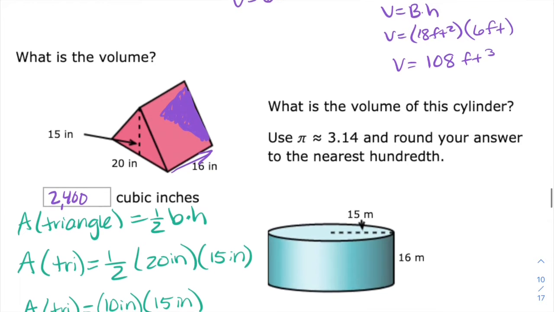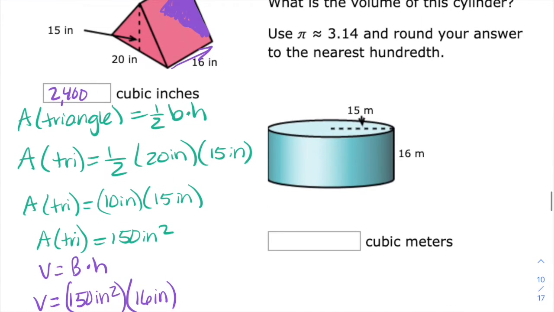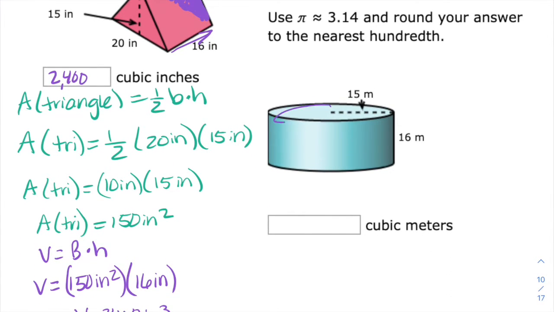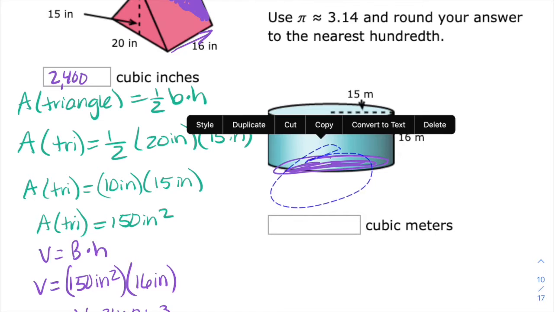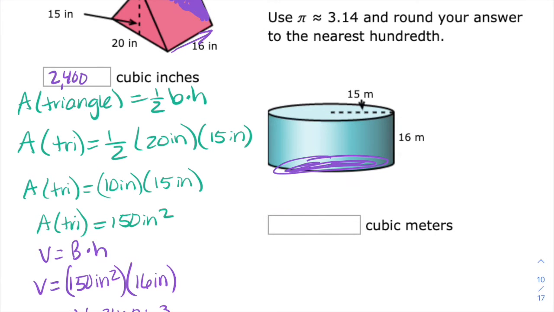All right, this next one is a circle. So the base is your circle. That's what's repeating. As we fill that up, the circle will be repeated over and over again. So the first thing we want to do is find the area of my circle, which is pi r squared. So the area of my circle is pi times 15 meters squared.